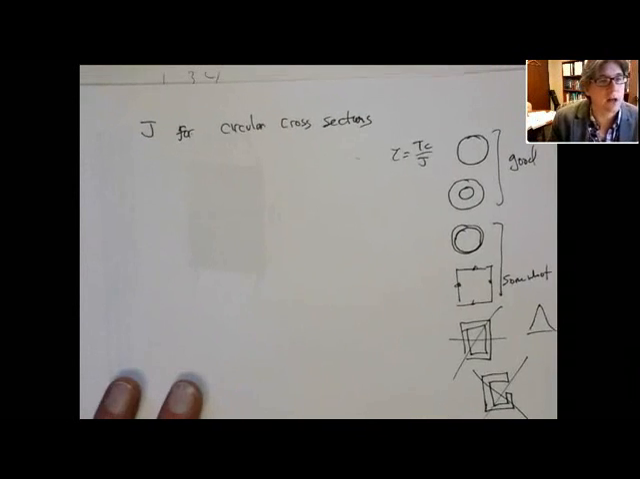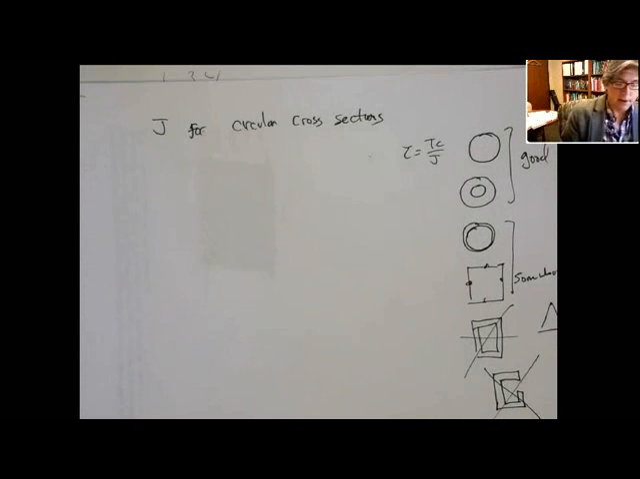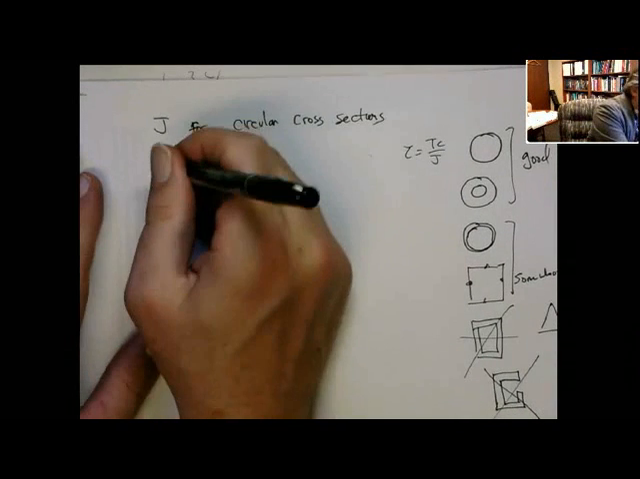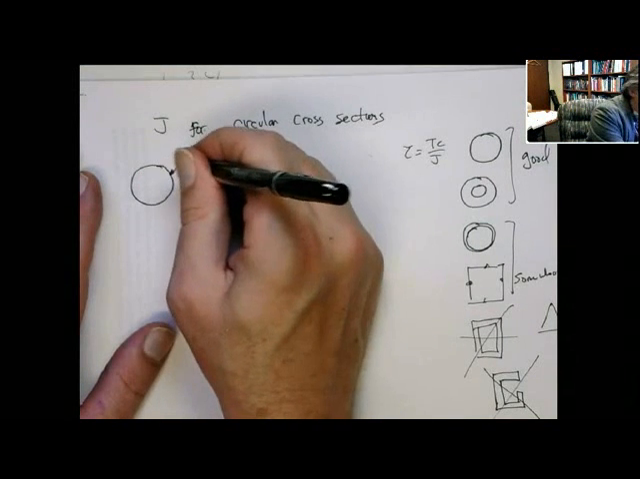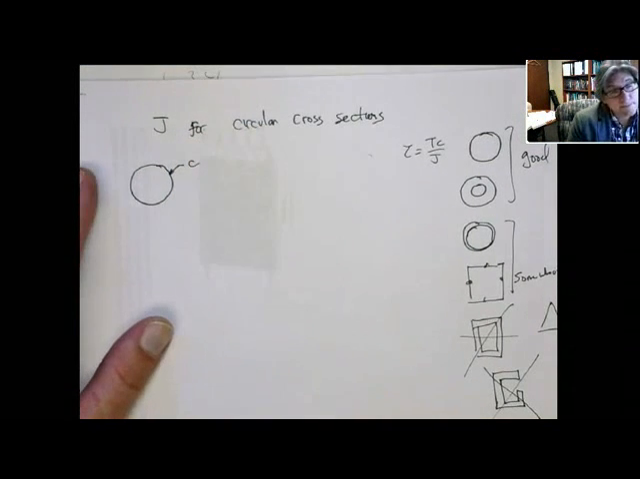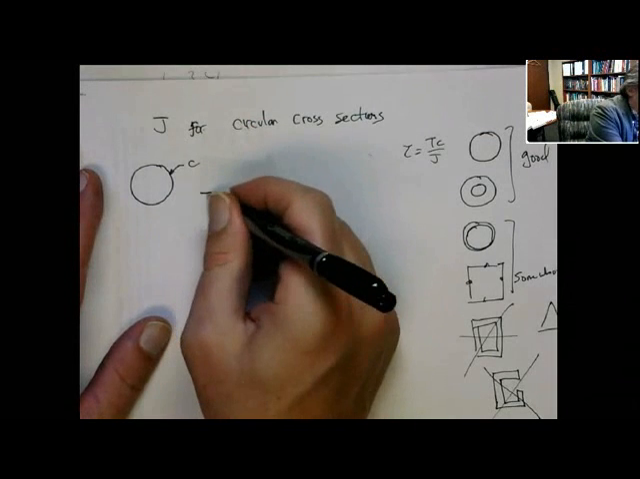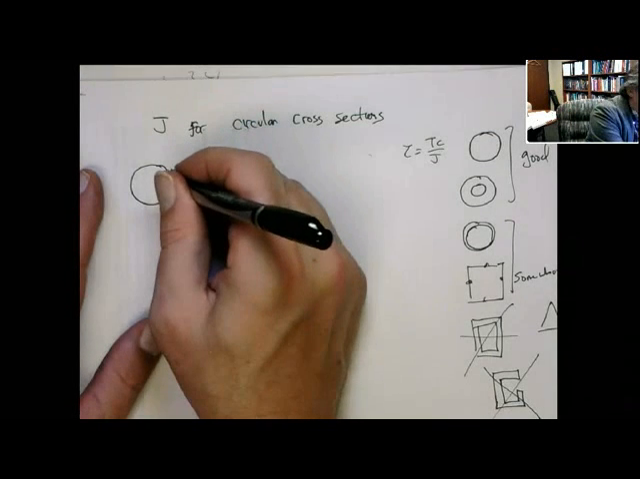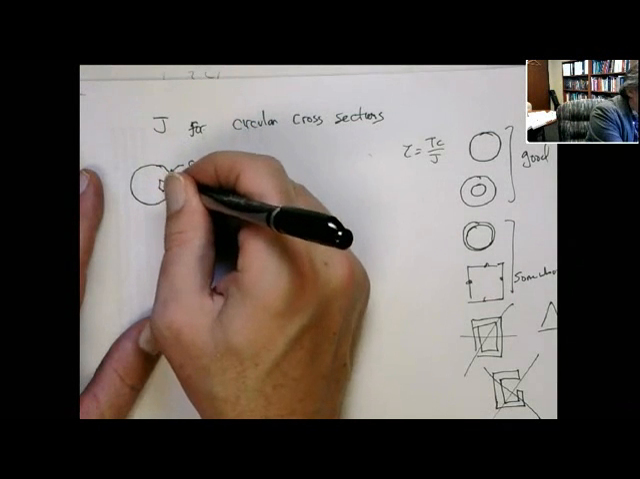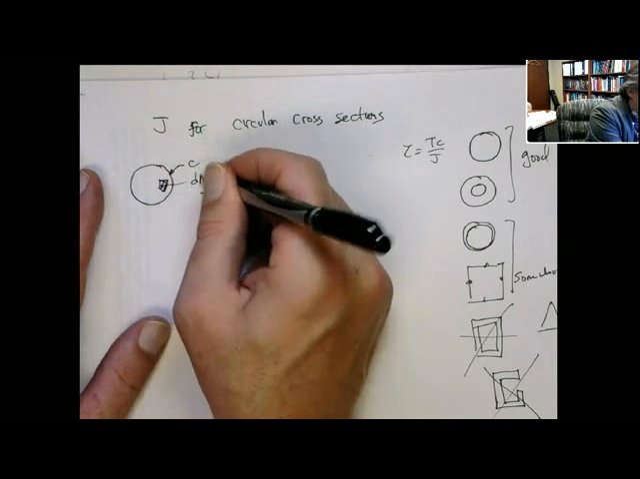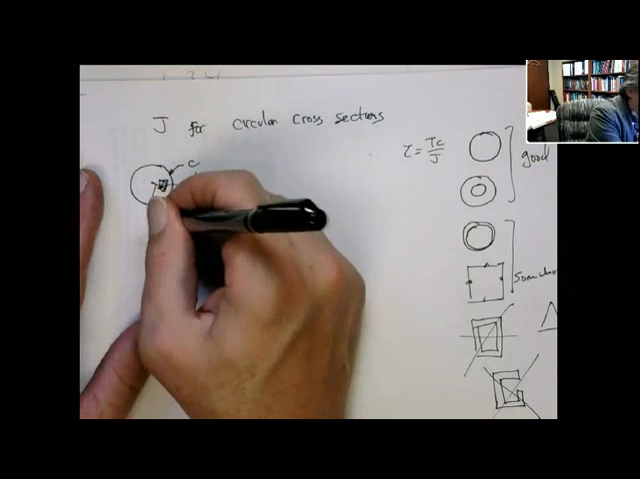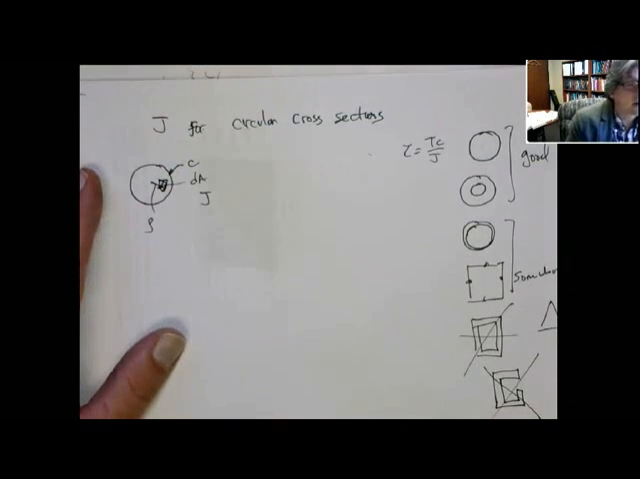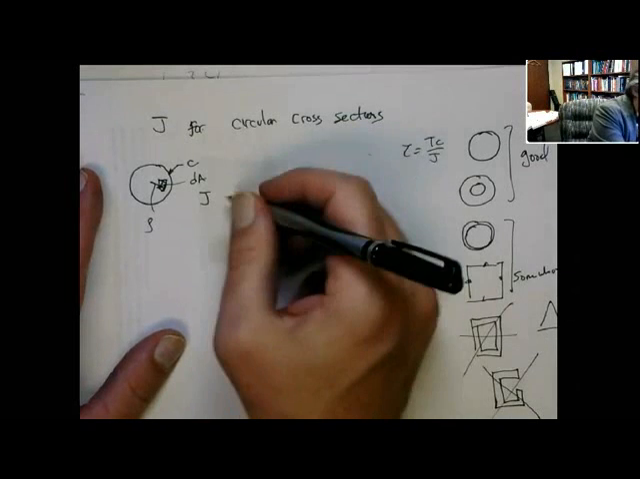So it's mostly valid for a solid circular cross section. Let's do it. This is really just algebra again. Here's our solid circular cross section. It has an outer radius of c. This is supposed to be a differential area, dA, at some distance rho from the center. I really drew that for you.